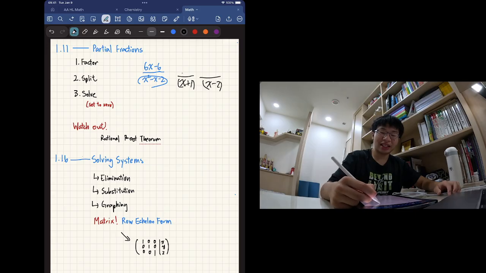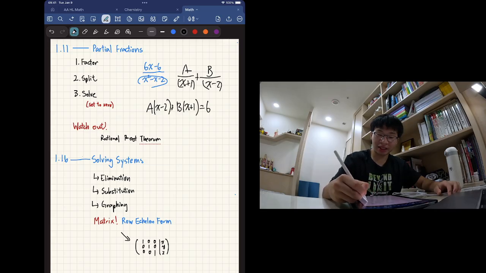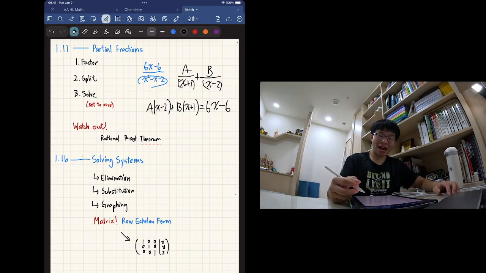And you set these two as a and b. And you want to say that for a times x minus 2 plus b times x minus 1 is going to be equal to 6x minus 6. And doing this, you'll be able to solve for a and b respectively.